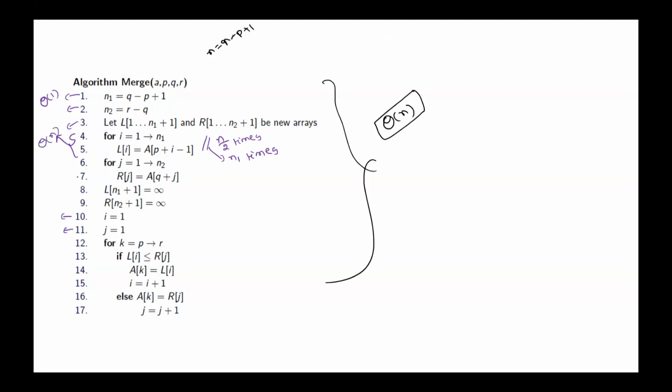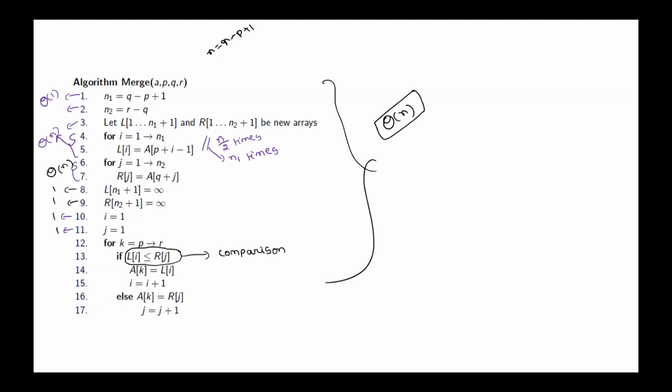Is that correct? What about steps 6 and 7? What is the time? Similar to that, it is also theta of n. Steps 8 and 9? 1, 1, 1, 1. What is the actual comparison we consider as the basic operation? This is our comparison, comparing elements of one array with the other.